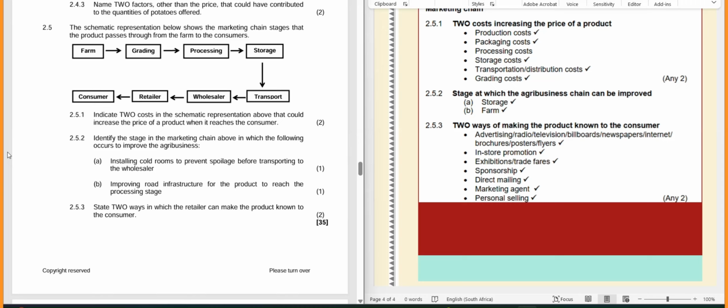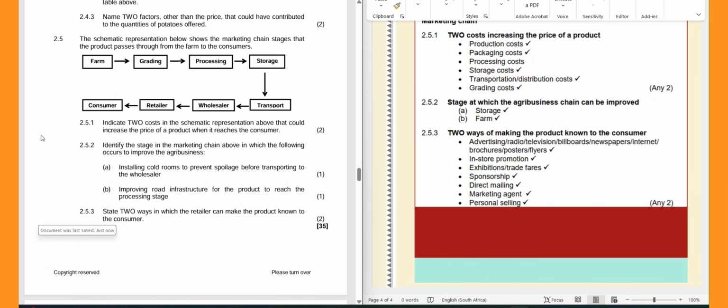Okay, right, and we do that so that we can prevent spoilage, so that the produce can stay fresh, okay, and remain of a good quality. So installing cold rooms to prevent spoilage before transporting to the wholesaler, that is the storage facility.